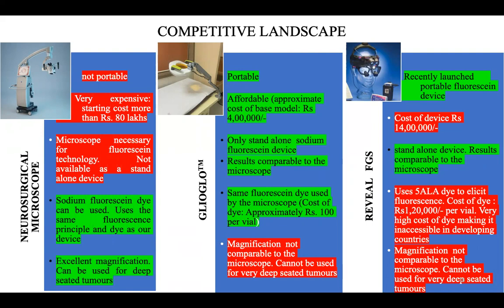The second competitive device is the recently launched Reveal FGS device. This is a wearable device, and hence it is portable. However, the cost of the device is around 14 lakh rupees, and it uses a 5-ALA dye to elicit fluorescence. The cost of this dye alone is 1,20,000 per vial, whereas the fluorescein sodium used in our device costs around 100 rupees per vial.